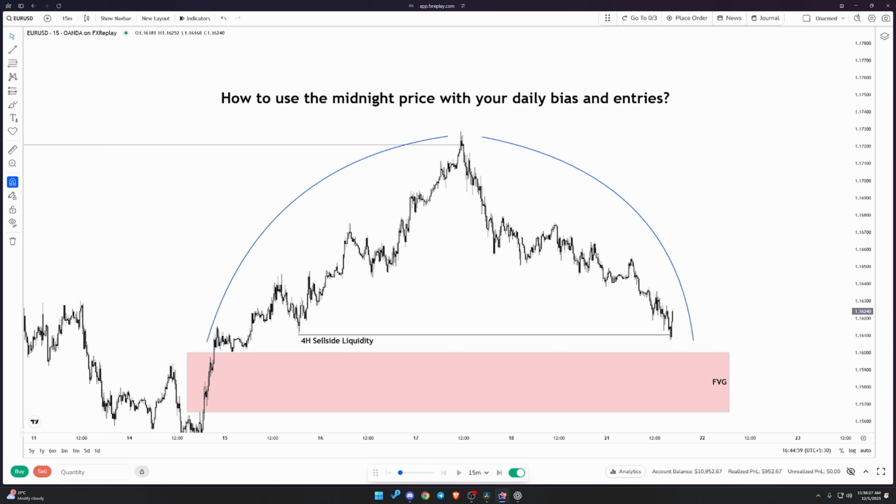Today I am going to show you how to use the midnight opening price with your daily bias and entry setup. I will simplify it in a way that even a beginner could understand. First, if you don't know what midnight opening price is, then you first have to watch my earlier video on midnight open. Then you will be able to easily understand what I am about to share. Now, let's get straight to the charts.